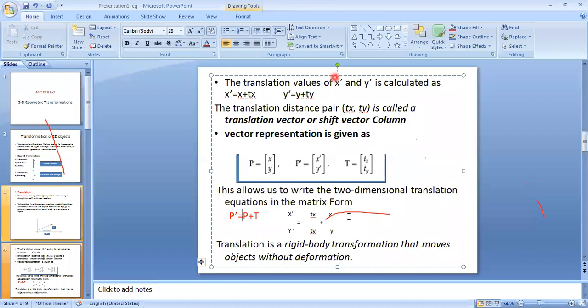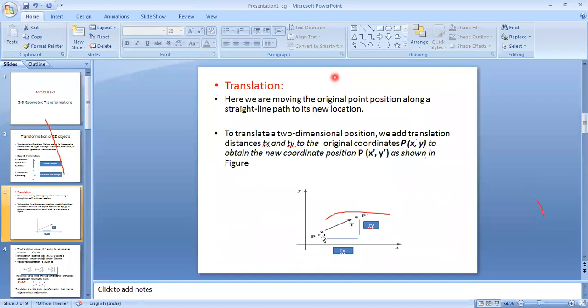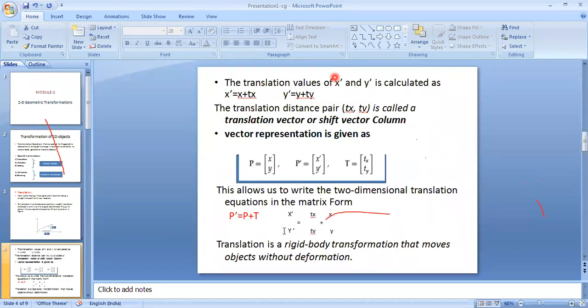So translation means movement of one point from one place to another place along a straight line. I cannot go any way curved like this. I need to move my point from one place to another place through a straight line only. Then I can apply this translation phenomenon to get my new point P dash, x dash and y dash.